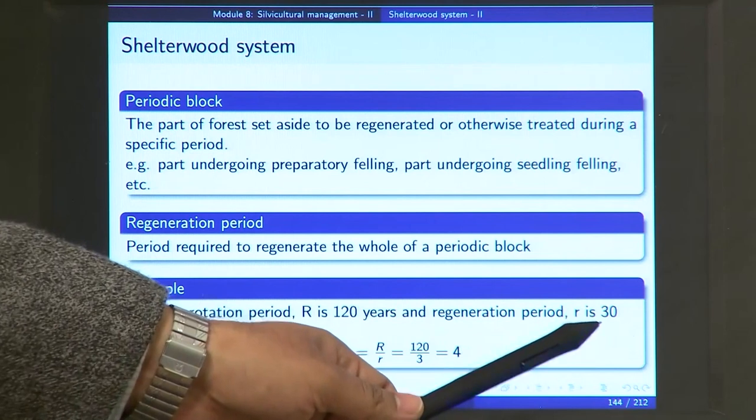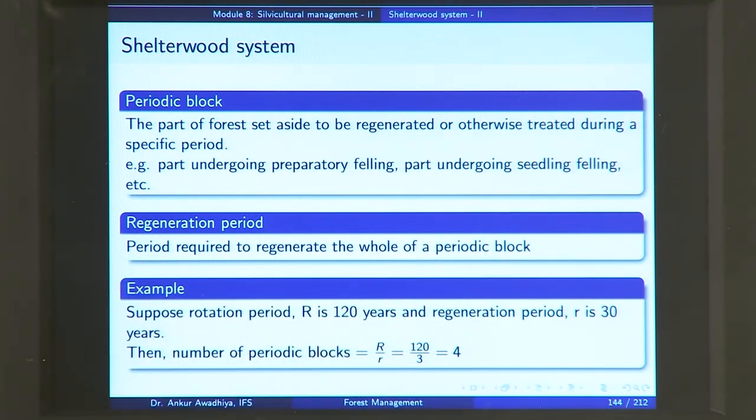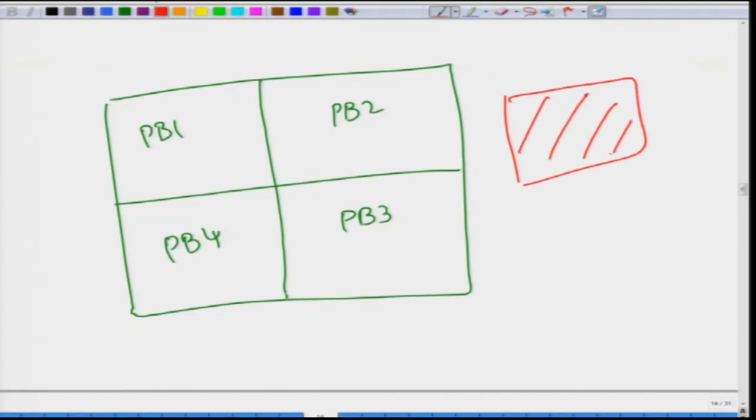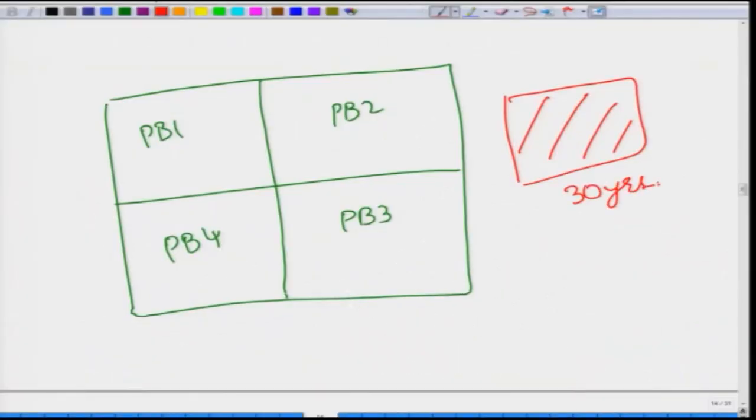And suppose the regeneration period is 30 years. So, in this case, what we are saying is that if you have worked on this area, then it will take 30 more years to regenerate this area. You had cut your trees in one periodic block. And now, for your seeds to germinate and then establish the seedlings, it is taking 30 years. So, in this example, the rotation period is 120 years and the regeneration period is 30 years.